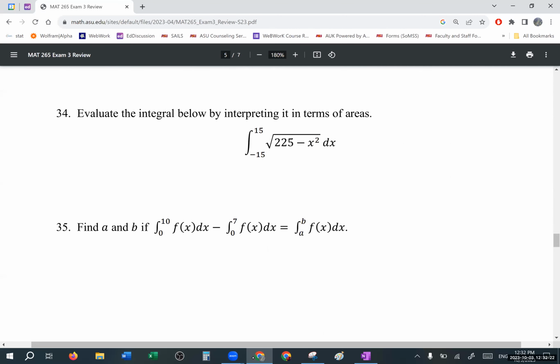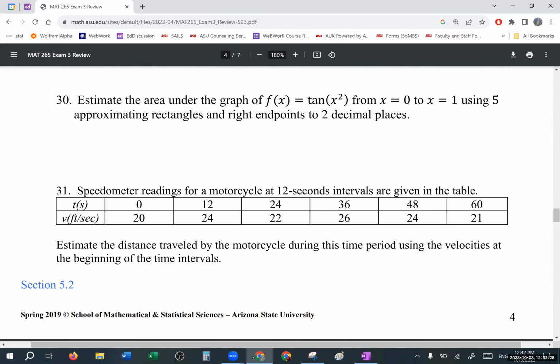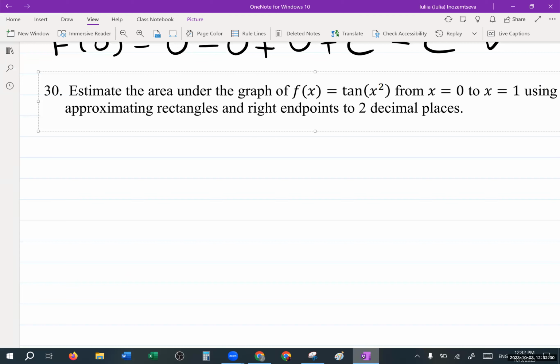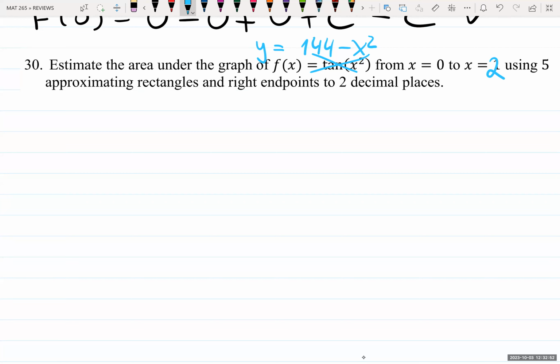Not a big difference, but you have 144 minus x squared. Is that how yours is? Which is much better. Why would we bother with tangent? I guess you don't have to simplify tangent for WebWork, but I don't want to use that one. Let's rewrite it into what I have in my notes. I wonder, did they change it recently? I have no idea. They don't really let us know. It just suddenly changes. 144 minus x squared, 0 to 2, using 5 approximating rectangles, right endpoints, 2 decimals. Okay, everything else is the same. I wonder why they changed. Maybe I should make a YouTube video then, and that's tangent.